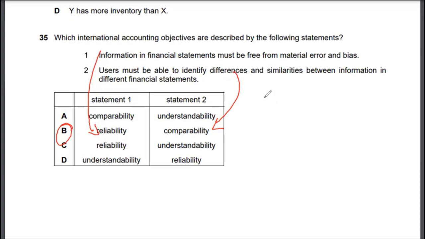I hope this video was helpful to you to understand the remaining multiple choice questions of May-June 2021 variant 12 accounting 7707 exam. I have already made a multiple choice video covering questions 1 to 20. So if you haven't watched that, please go ahead and watch that. And I hope this video was helpful to you in understanding the remaining questions.